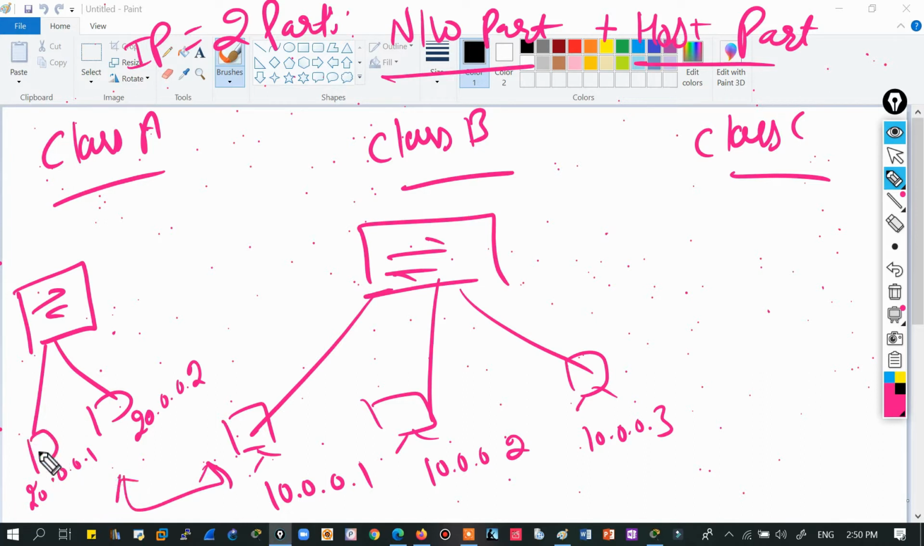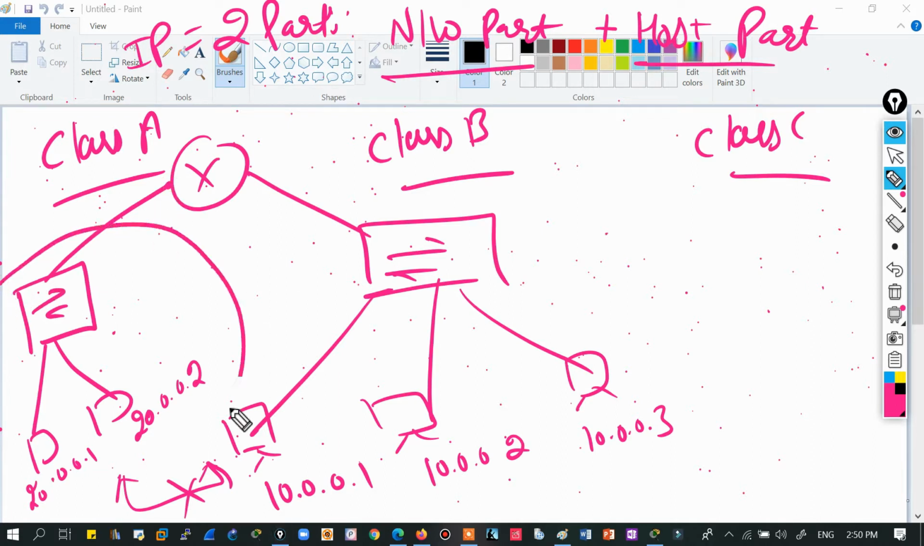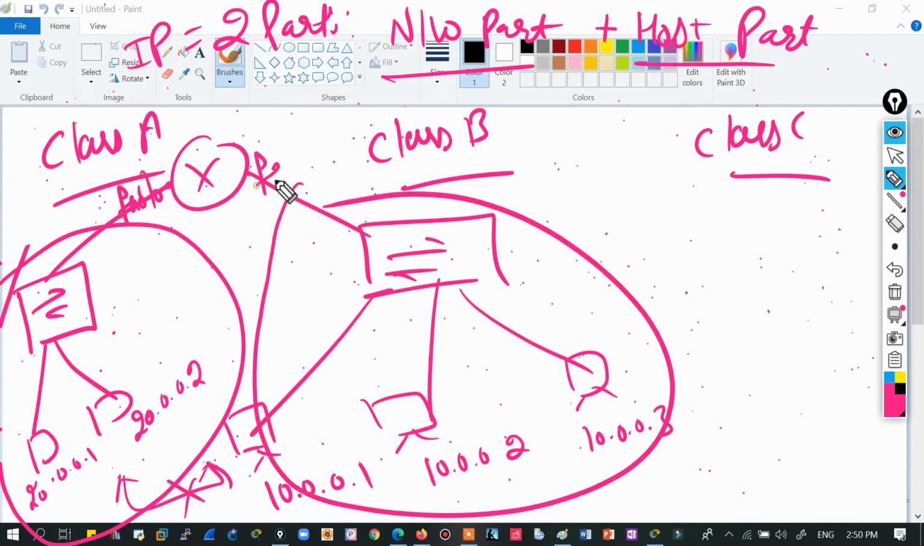I want this 20.1 PC to communicate with 10.1, but we know that a single switch works on a single network. It is a local area network, LAN device. So these two cannot connect without using a layer 3 device. That layer 3 device will be a router. Now this router needs to know which network is running on interface FA0/0 and which on interface FA0/1. So we need to assign some IP here also.